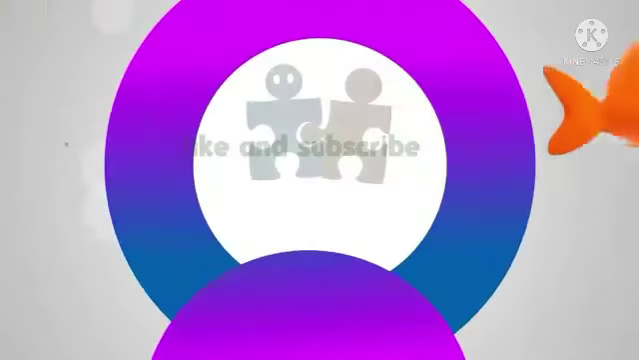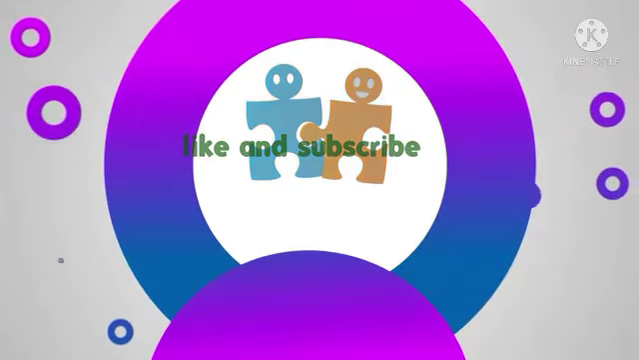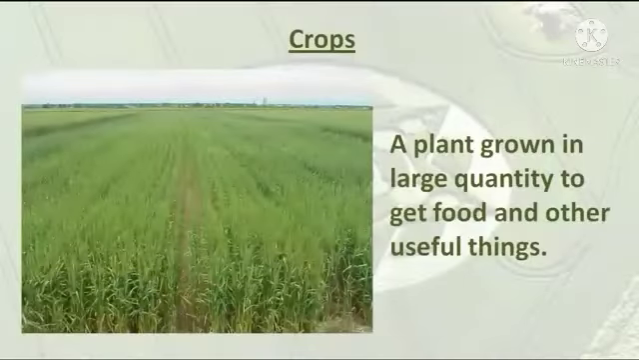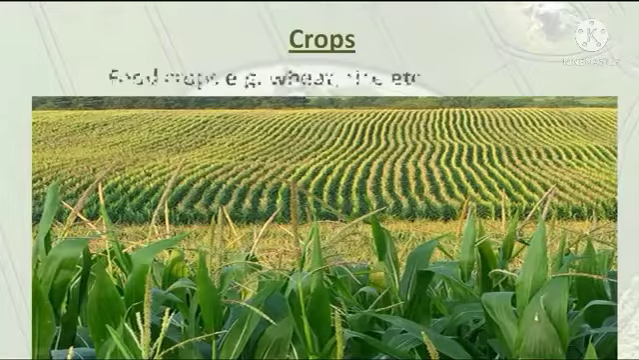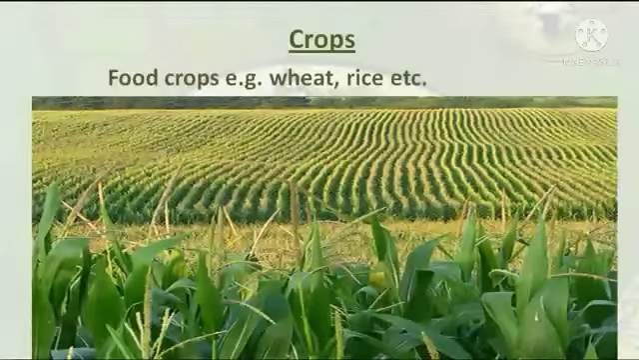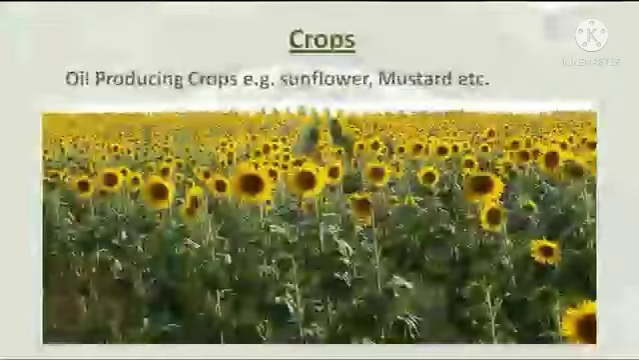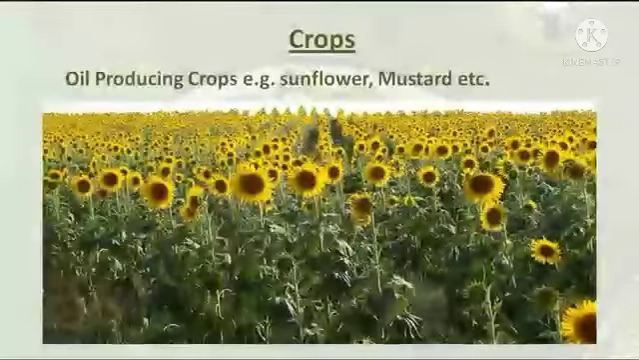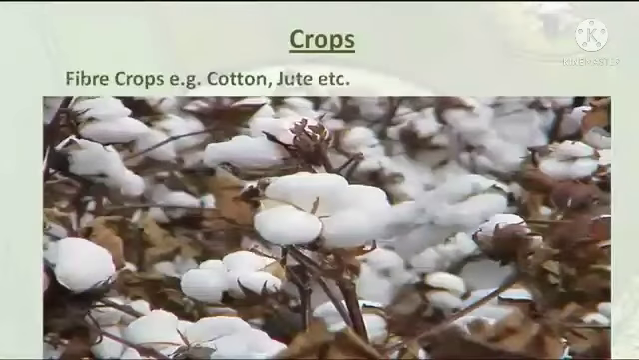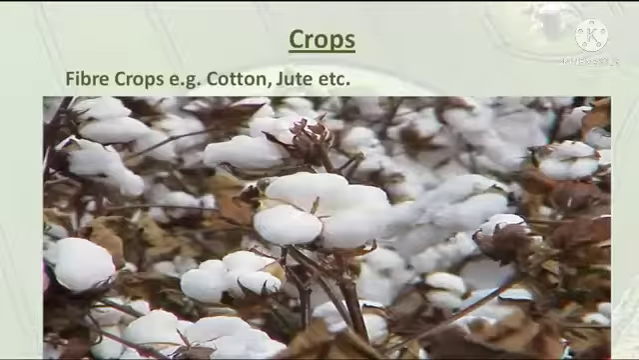Grown in large quantity to get food and other useful things is called a crop. Crops are mainly food crops, for example wheat, rice; oil-producing crops like sunflower, mustard, etc.; or fiber crops like cotton, jute, etc.